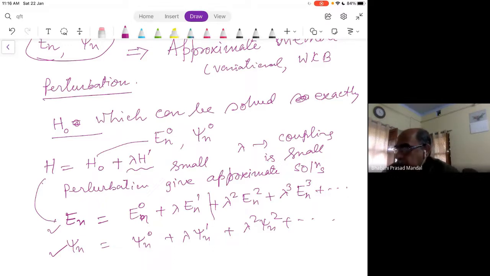I have a system whose first part is solved exactly. Then the remaining part has to be very small. If the remaining part is very small, this is called the perturbative term. If the perturbative term is small, that is ensured by lambda, then it can be solved in this manner.